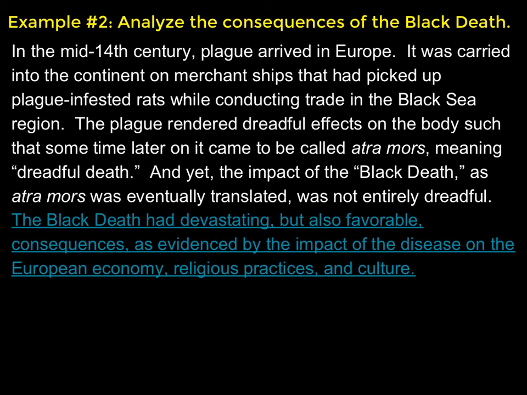It arrived in Europe. The next couple of sentences, the next 2 to 3 sentences, then provide more relevant specifics that help us to understand what the plague was, how did it arrive in Europe, and what was it called. And the last sentence of the introduction, one that says, and yet the impact of the Black Death, etc., was not entirely dreadful, is our transition into the thesis statement, which argues that the Black Death was dreadful, but also had favorable consequences.